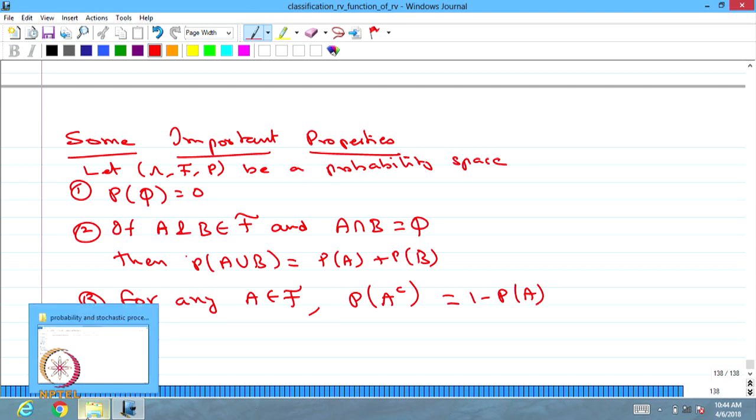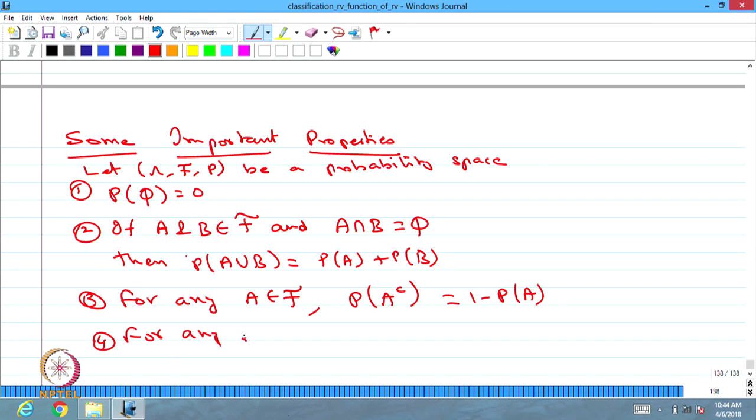The fourth result, for any two events A, B belonging to F, you can always have P of A union B, that is same as P of A plus P of B minus P of A intersection B. As in the result 2, when A intersection B is empty set, then it is going to be just P of A plus P of B. There is no minus P of A intersection B.